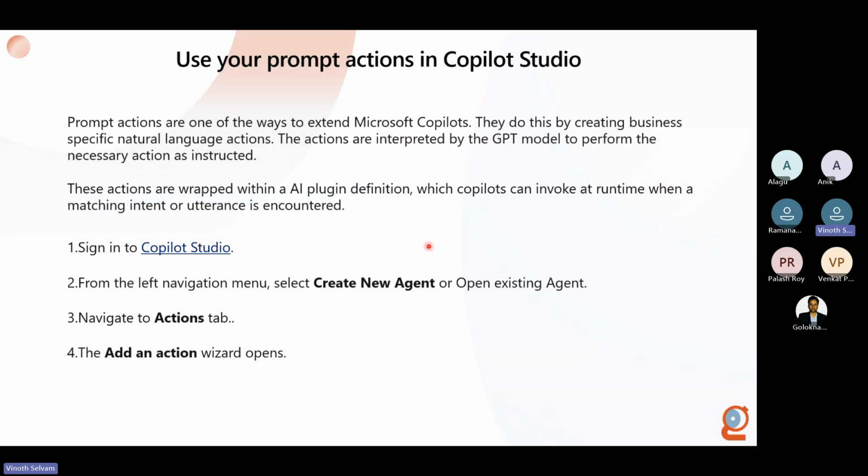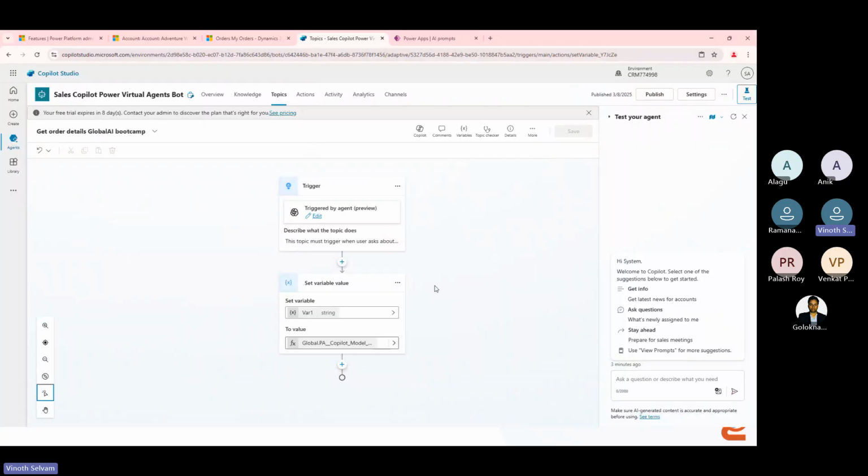So we were creating this variable, right? Just to refresh, I just created a new topic and I'm setting a variable to store the ID of the account that is getting opened. Okay, that's it. So now how do you include that custom prompt? Use the custom prompt here.